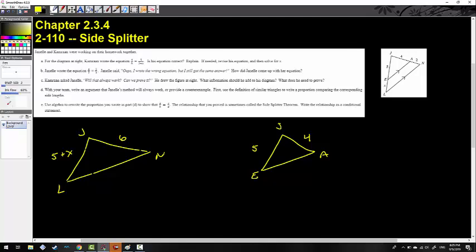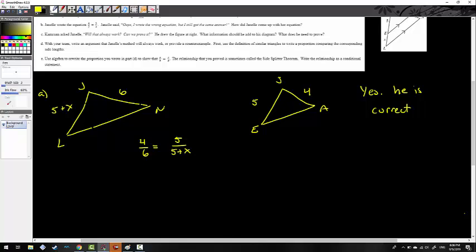All right. So again, if we just compare corresponding parts, going from small to large, we're going to get 4 is to 6 as 5 is to 5 plus x. So in the case of A, we can say yes, he is correct, or his equation is correct, right? Moving on to part B, it says Janelle wrote the equation 4 is to 2 as 5 is to x. Now if we solve for x here in both scenarios, I think we might end up getting the same thing.